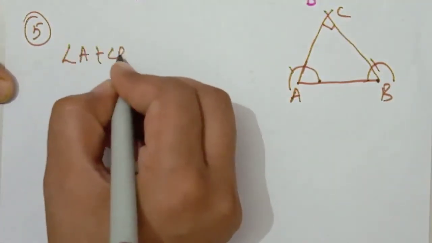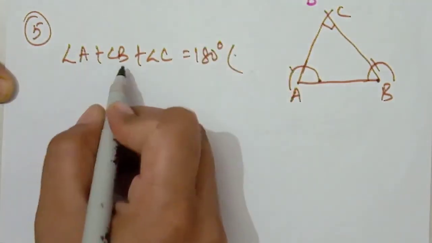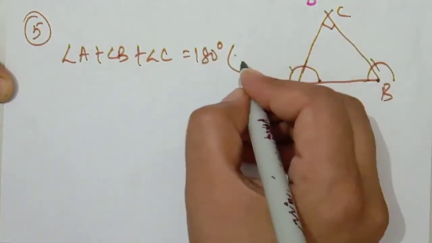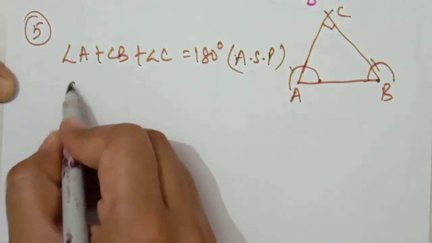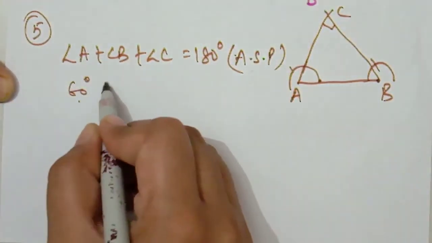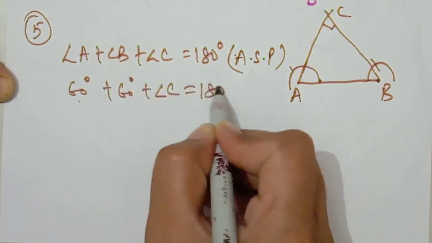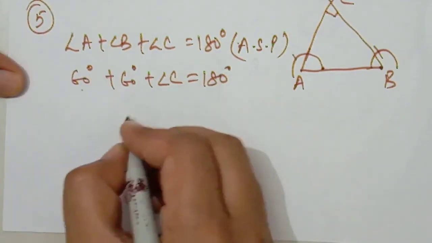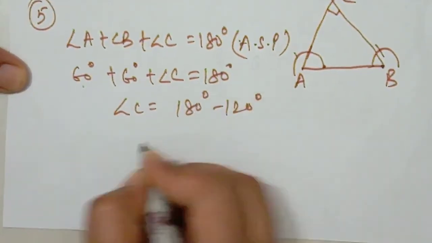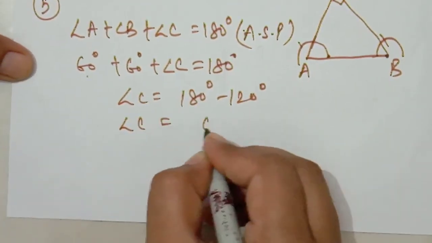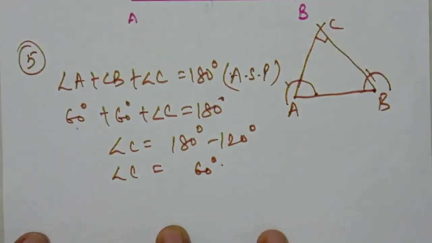For this justification, we can say that in triangle ABC, angle A plus angle B plus angle C is 180 degrees because of the angle sum property. According to our construction, we already took angle A as 60 degrees, angle B is also 60 degrees, but we don't know about angle C. So we have to find the value of angle C, which is 60 degrees. This angle C is 60 degrees.